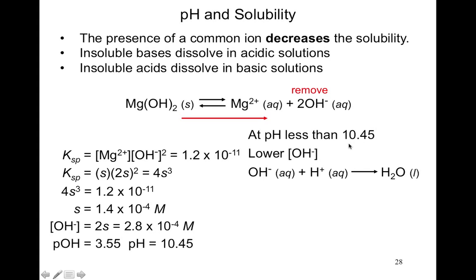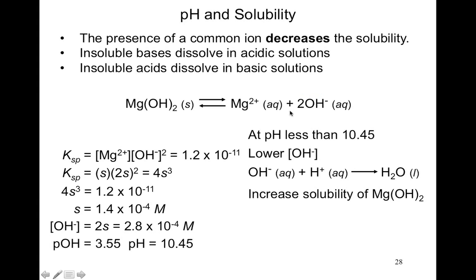Hopefully that makes sense. Acid, this guy, reacts with this guy. As he takes this away, we relieve stress on the right side, and so we make more product from that. So we increase the solubility of magnesium hydroxide if we were to dissolve this in an acid as opposed to dissolving it in water.